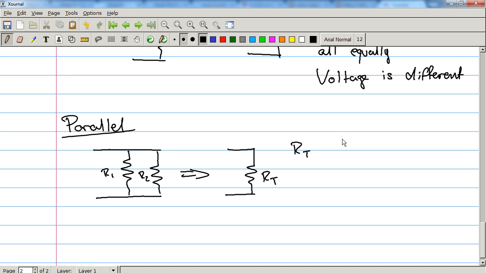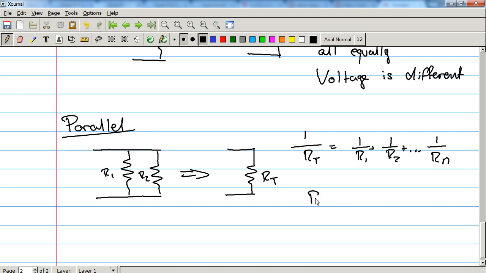The simplest way to do this is 1 over RT equals 1 over R1 plus 1 over R2 plus ... 1 over Rn. So for n number of resistors, it's the reciprocal of the sum of reciprocals. That's one way to solve it.